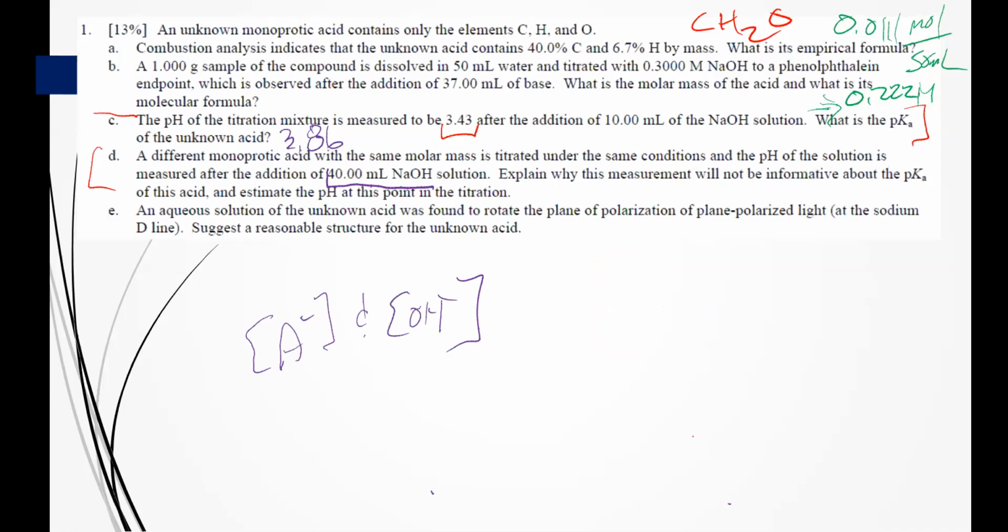Now, we could look at finding the KB, right? Because we have a new buffer of our weak base and hydroxide, and then we could go from there to find the Ka, right? But it's not really that easy to do. In reality, once we pass the endpoint, what is going to dictate our pH?